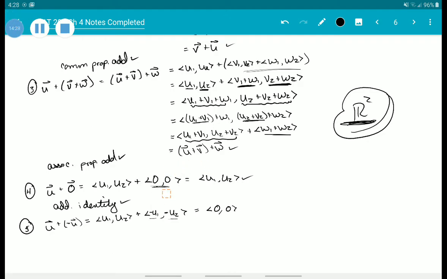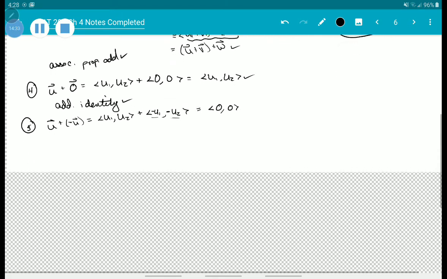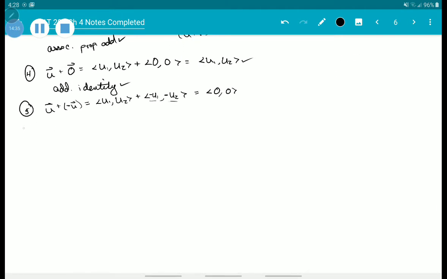So you always have to ask, does it live there? If it lives there, then you're good. If it does not live there, then you can't use it. You can only deal with things in the space. So those are all the addition parts of the definition for a vector space.